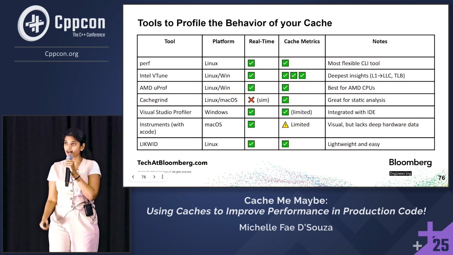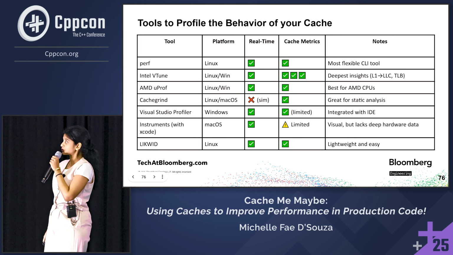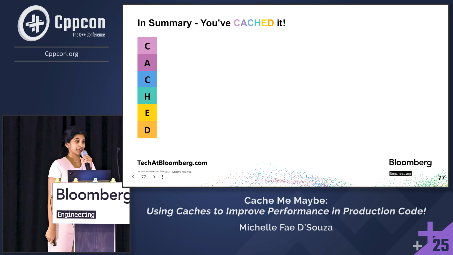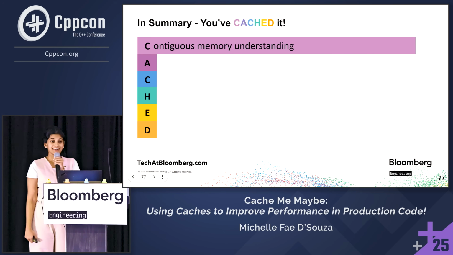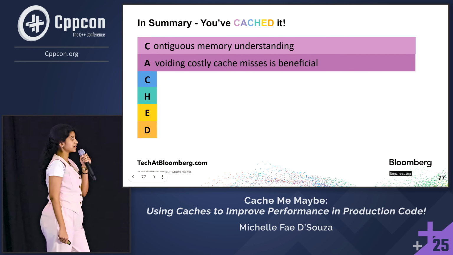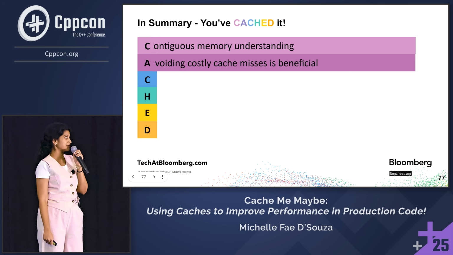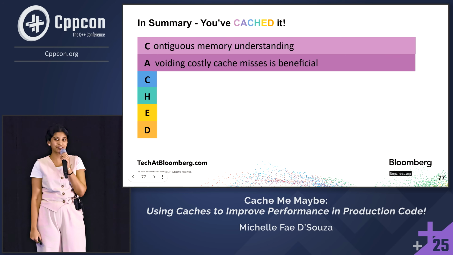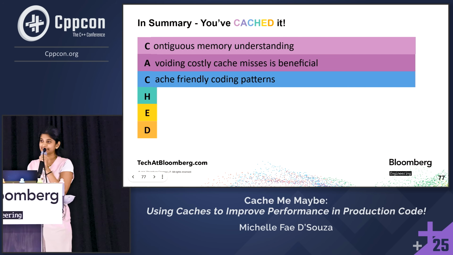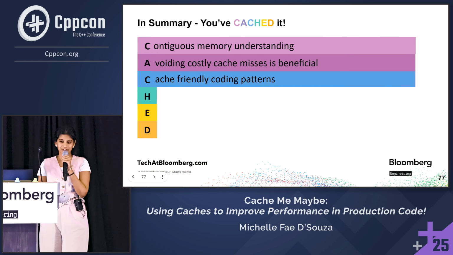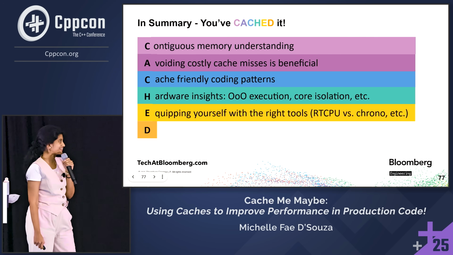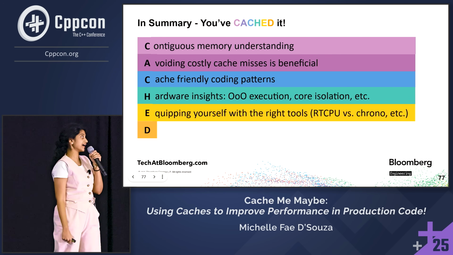These are just a few tools to profile the behavior of your cache. But in summary, you've cached it. You've understood, hopefully, contiguous memory. You've learned why avoiding cache misses is actually very beneficial. If you didn't learn it at the keynote, you learned it now. You've seen cache-friendly coding patterns, not just at this talk, but even other talks at this conference. And you've had hardware insights, which are pretty cool, I think. You've equipped yourself with the right tools.